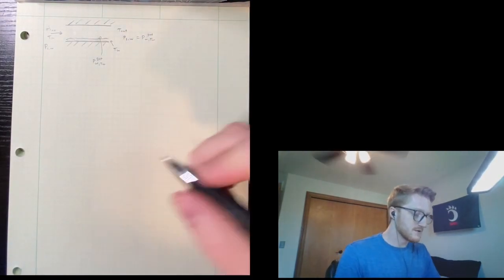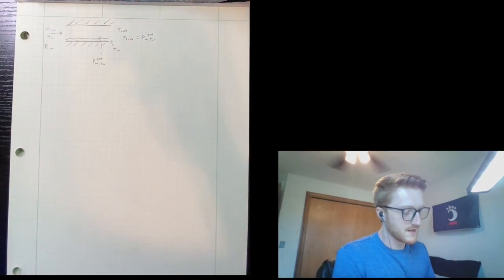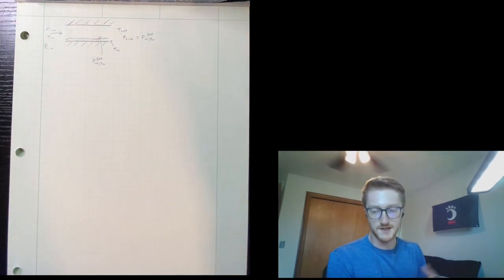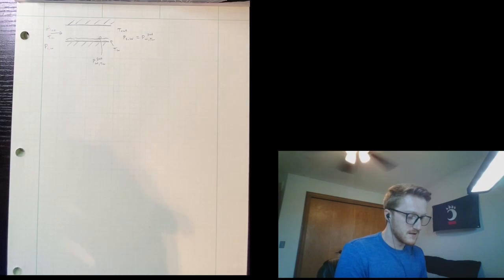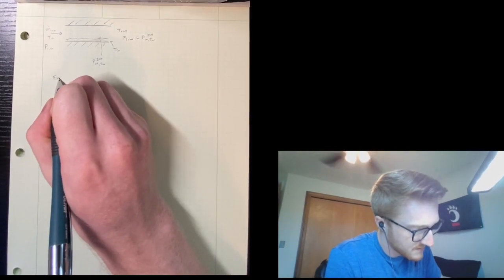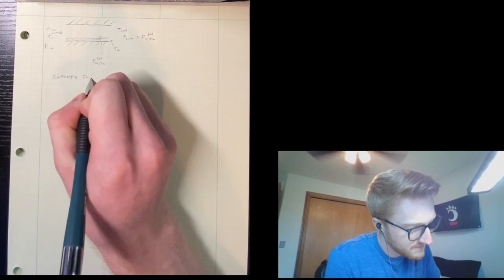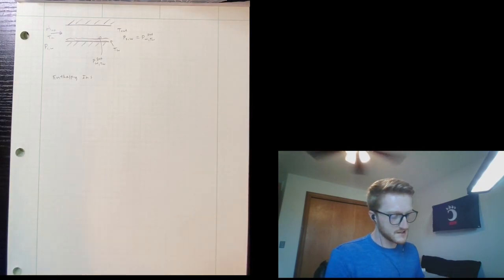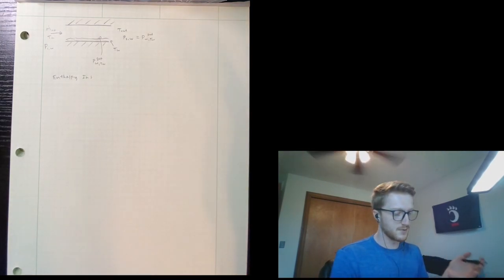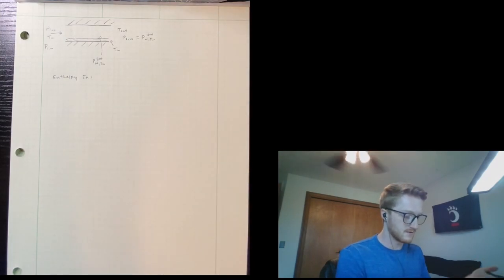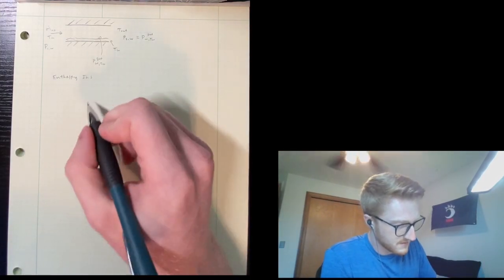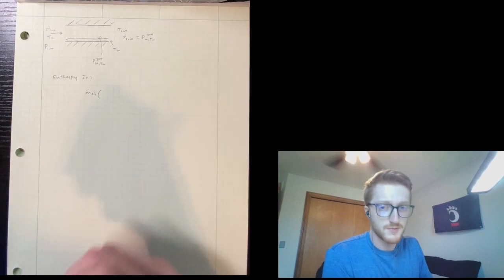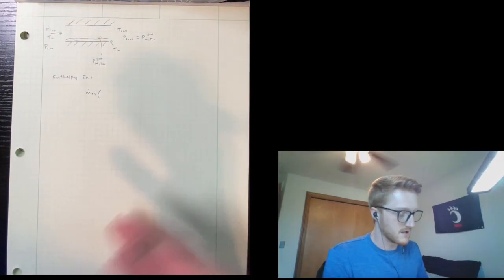Now we want to set up an energy balance. With this energy balance, we're going to look at the enthalpy going in and the enthalpy going out. We write the enthalpy in as a mass flow rate times the enthalpy per kilogram of air going through the system. So we have our mass flow rate of air going in, and we multiply by the enthalpy per kilogram of air.